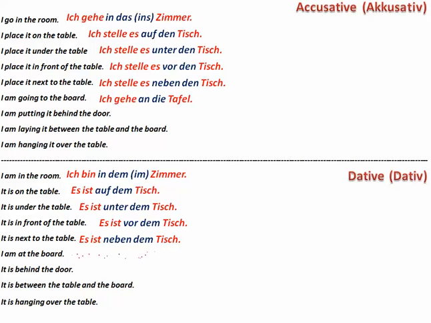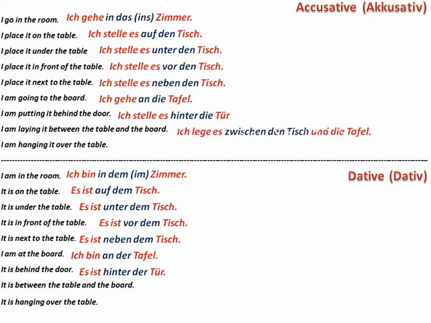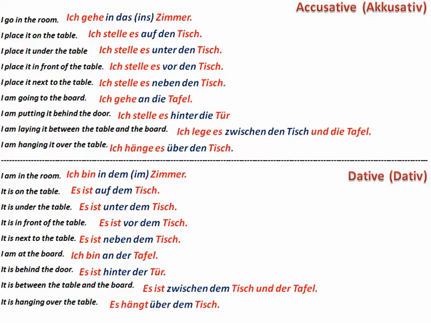Ich gehe an die Tafel. Ich bin an der Tafel. Ich stelle es hinter die Tür. Es ist hinter der Tür. Ich lege es zwischen den Tisch und die Tafel. Es ist zwischen dem Tisch und der Tafel. Ich hänge es über den Tisch. Es hängt über dem Tisch.